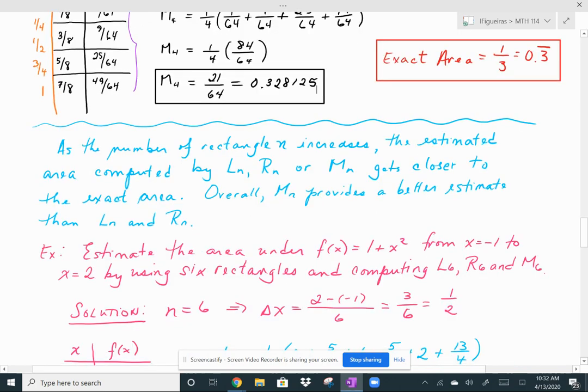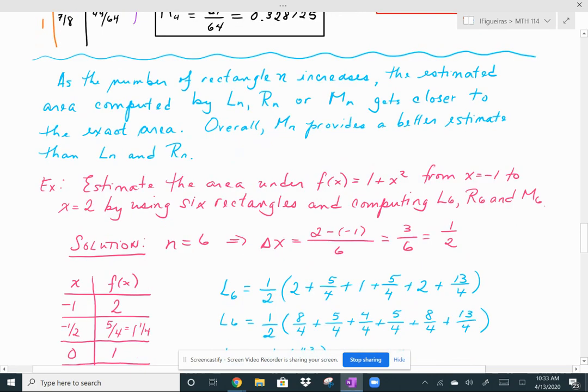So as I mentioned earlier, as the number of rectangles n increases, the estimated area computed by L sub n, R sub n, or M sub n gets closer to the exact area. But overall, M sub n provides a better estimate than L sub n and R sub n. All right, so let's do another example.